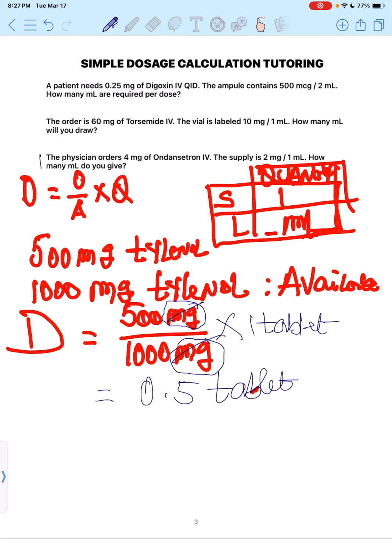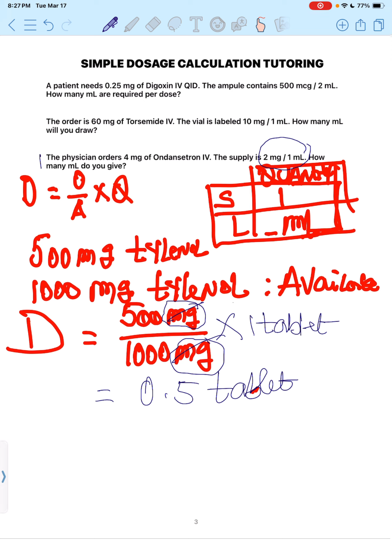The physician ordered 4 milligram of ondansetron IV. 4 milligram. The supply is 2 milligram slash 1 milliliter. You see that? 2 milligram slash 1 milliliter. How many milliliter do you give? That right there, my friend, you are dealing with a liquid medication.